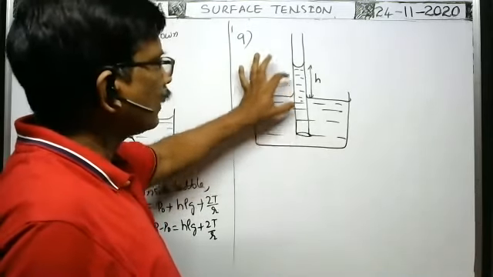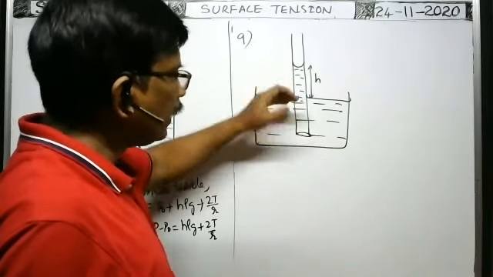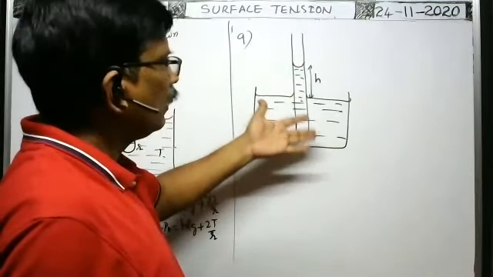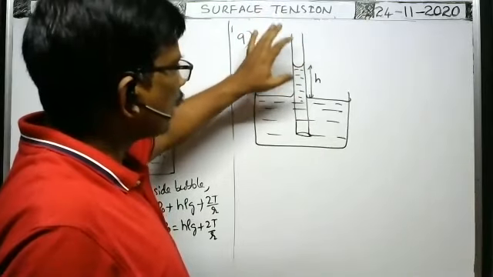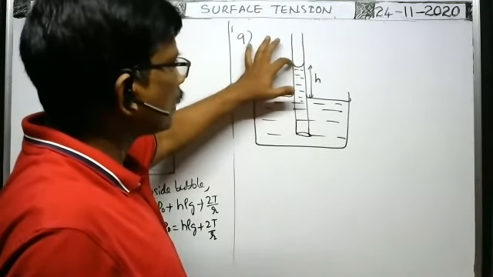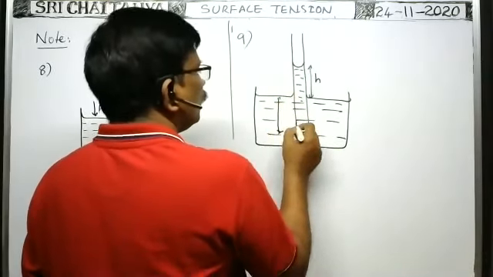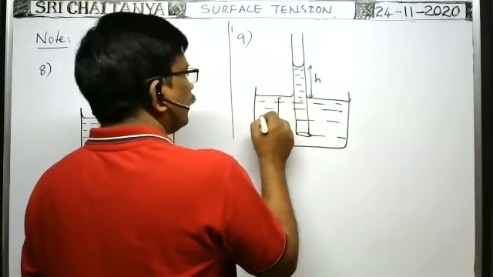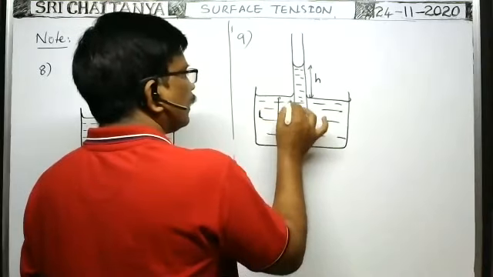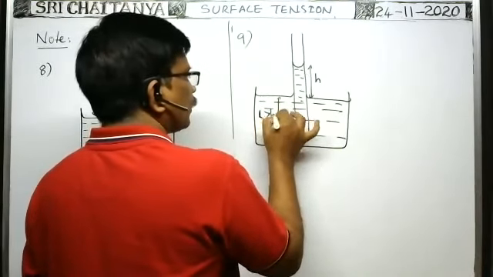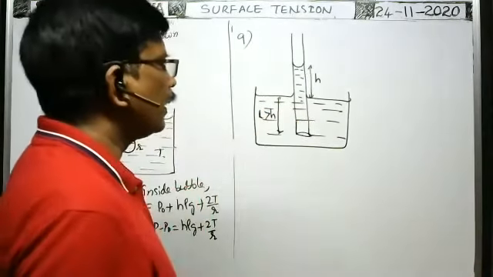Suppose we have submerged it in the liquid such that this length is greater than the capillary rise. When it is here, because of the capillarity action, the liquid level rises up to a certain height. This length L is greater than small h.